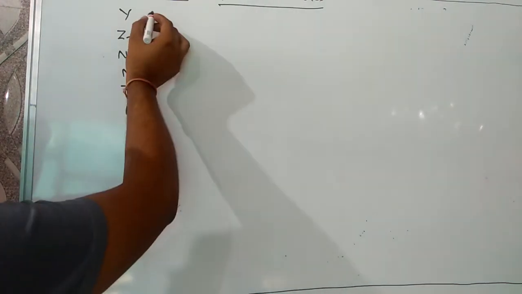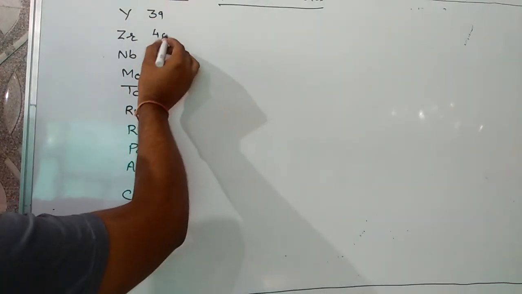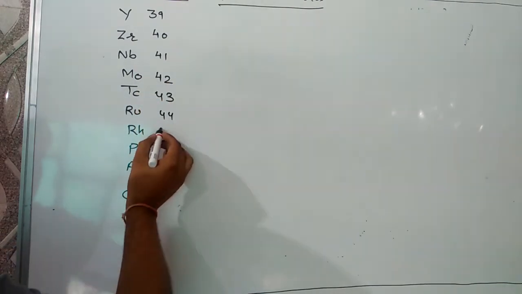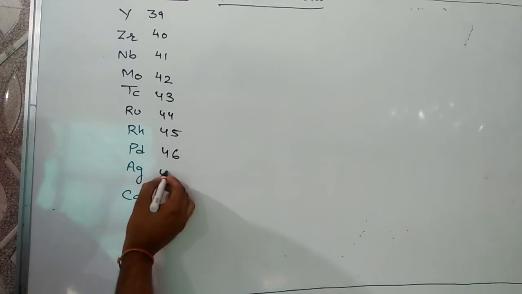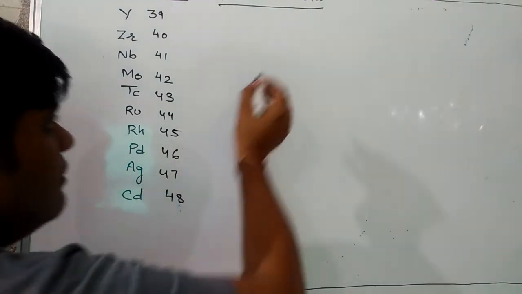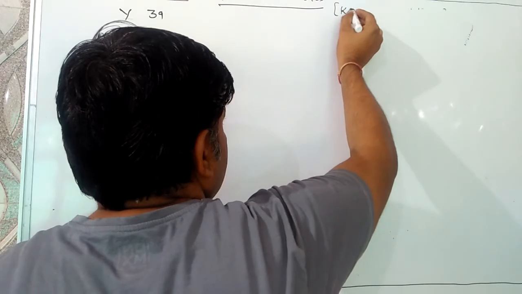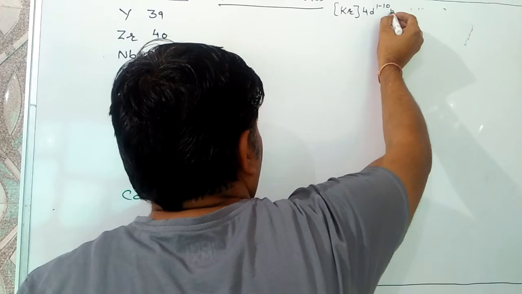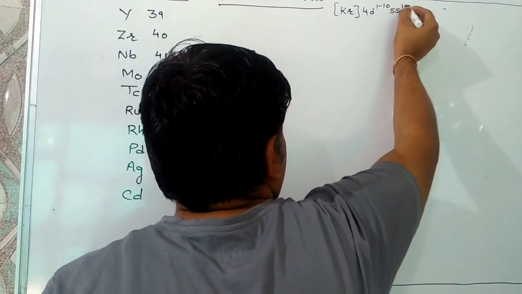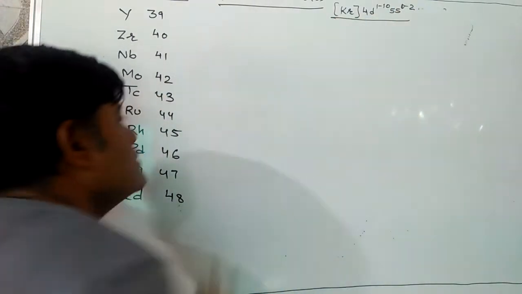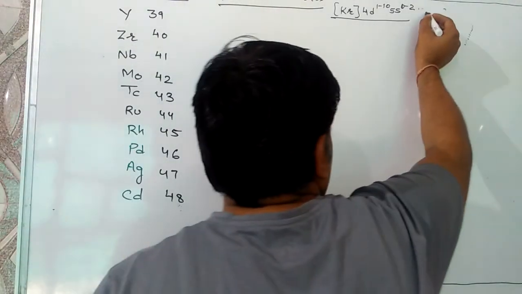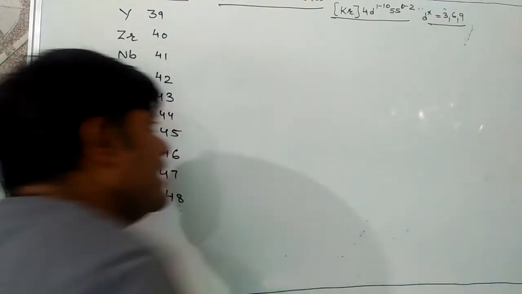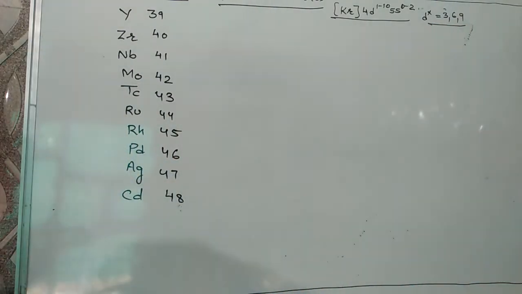Yttrium, zirconium, niobium, molybdenum, technetium, ruthenium, rhodium, palladium, silver and cadmium. Atomic numbers 39, 40, 41, 42, 43, 44, 45, 46, 47, 48, and their configuration will be krypton 4d1 to 10, 5s0 to 2. Here d shouldn't have 3, 6 and 9 electrons.